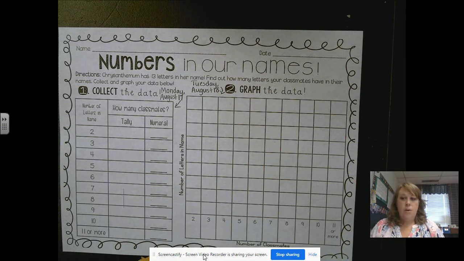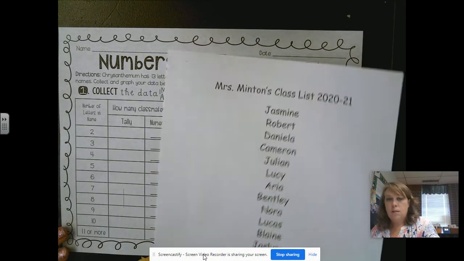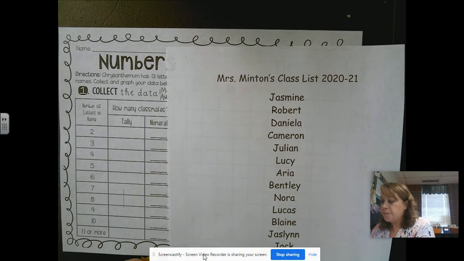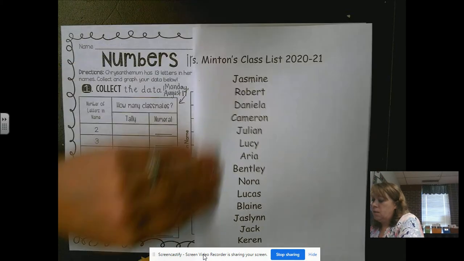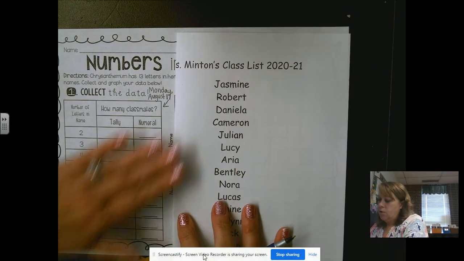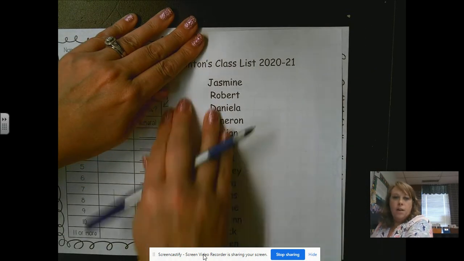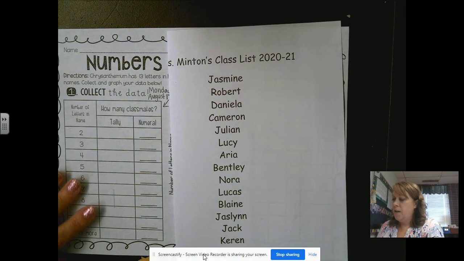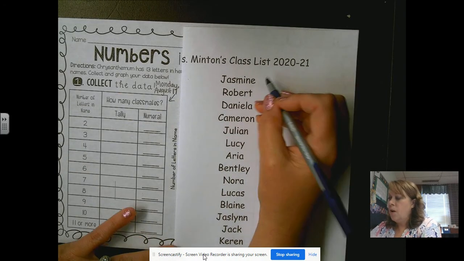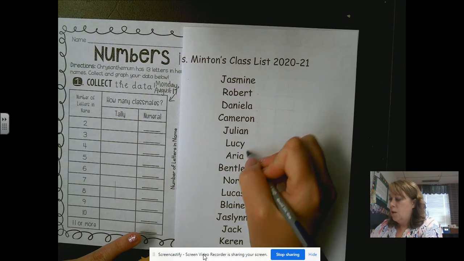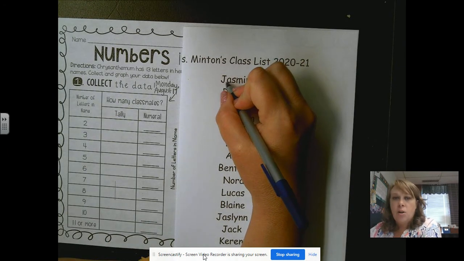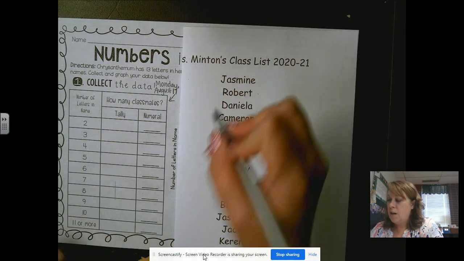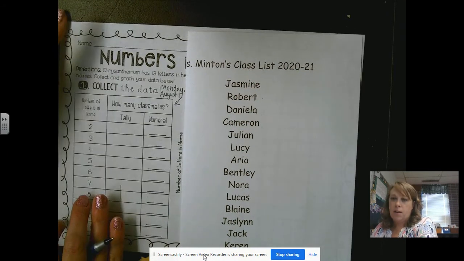Okay? So you're going to use the class list that I sent to you in your pack. And I'm going to fold it over just so you can see it better next to my graph. All right, and we're going to start out by counting the letters and just writing the number of letters each name has beside it. And as I count my letters, I'm going to cross out my letters so that I make sure I don't skip a letter or make sure I counted them all.